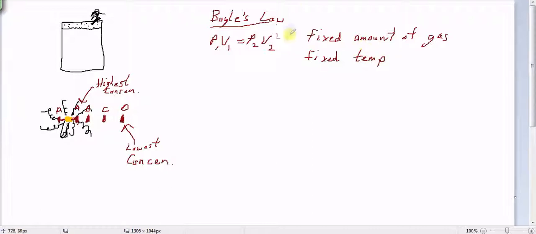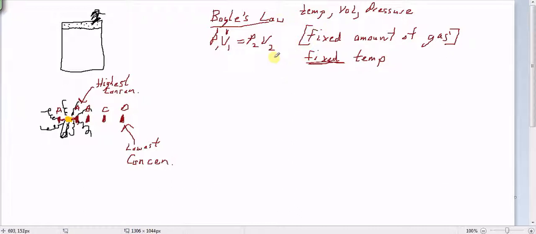Because remember with gas laws, there's three variables that we're looking at. We're looking at temperature, volume, and pressure. And so each gas law has two of those variables. So Boyle's law has pressure and volume, and whichever variable of those three is not in the specific gas law, then that's what we hold constant. So fixed or constant means the same thing. So a constant temperature or a fixed temperature. And then all three have this one. All three have the fixed amount of gas.